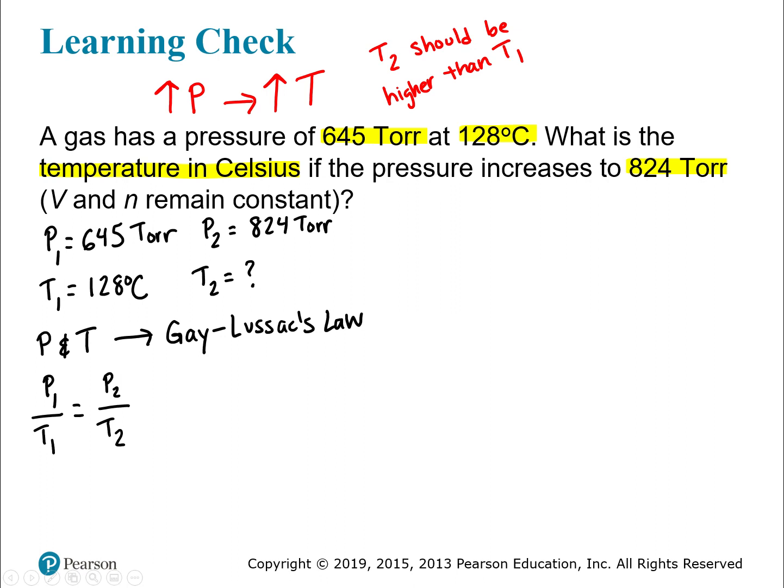Just like with Charles's law, we have to cross multiply to make this equation more usable. P1 times T2 and P2 times T1. Then you identify what variable you're solving for. And we need T2. To isolate it, you divide both sides by P1.